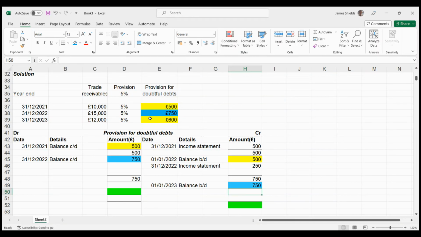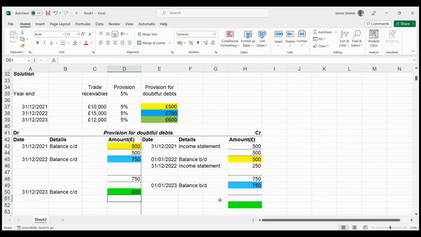Now, if I go back to my balance provision at the end of December 23, I've got £600. Let's change the colour to match the answer scheme. Let's do the green now. Okay. So, the balance carried down at the end of December 23, we worked out to be £600. So we've got balance carried down. So this is the provision at the end of the year, what we think we're not going to be receiving.